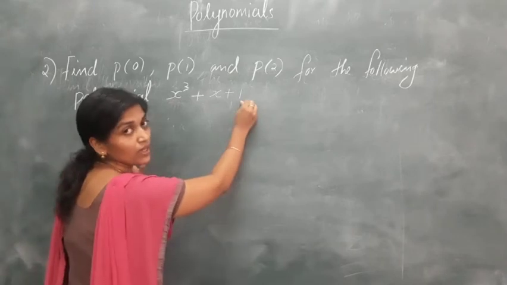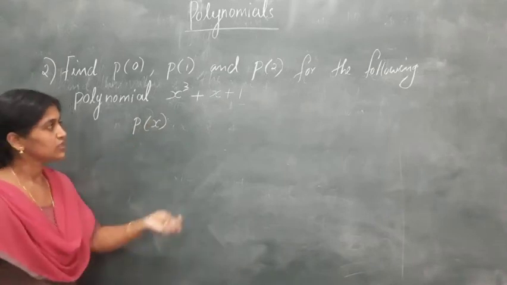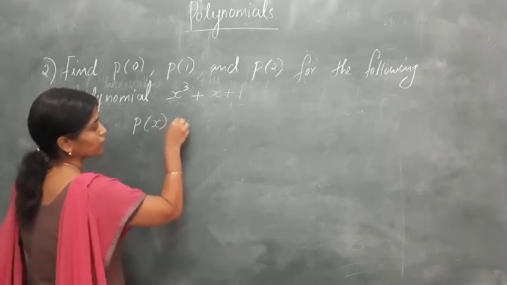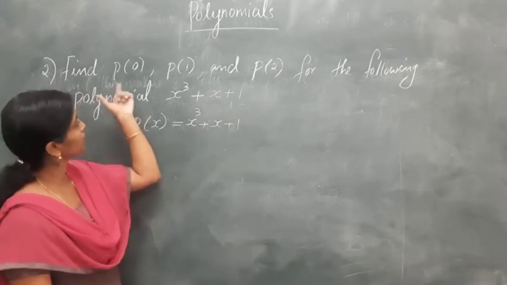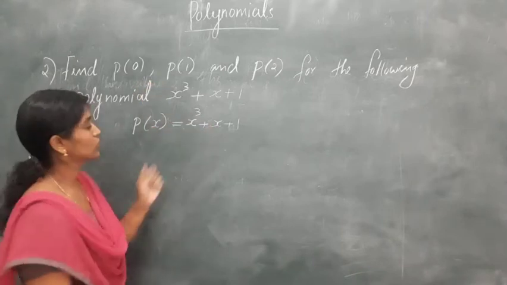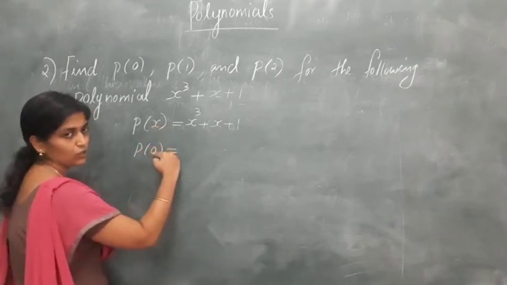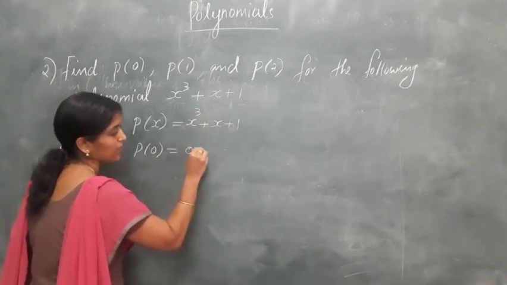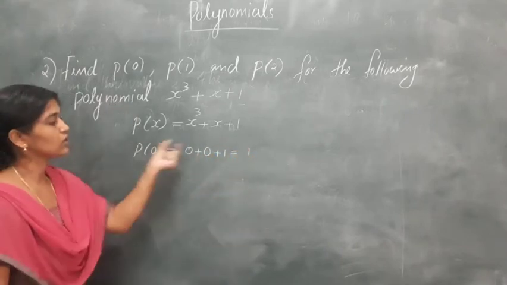So for that, since we are asked to find P of 1, P of 0 and P of 2, this is our polynomial. We are going to name our polynomial as P of x. So we know it is a polynomial in x, so we are giving it as P of x. So let P of x is equal to x cube plus x plus 1. We are asked to find P of 0. I told you P of 0 means it is the value of the polynomial at x is equal to 0. So keep the value of x as 0. So you get 0 cube, which is 0, plus 0 plus 1, which is equal to 1. So P of 0 is equal to 1.